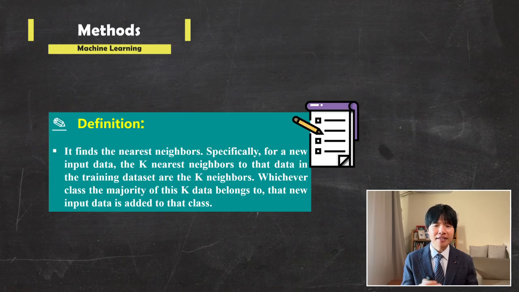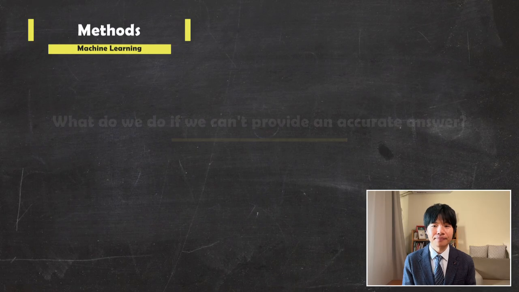Let's look at its definition. It finds the nearest neighbors. Specifically, for new input data, the nearest neighbors to that data in the training dataset are the key neighbors. Whichever class the majority of these neighbors belongs to, that new input data is added to that class.